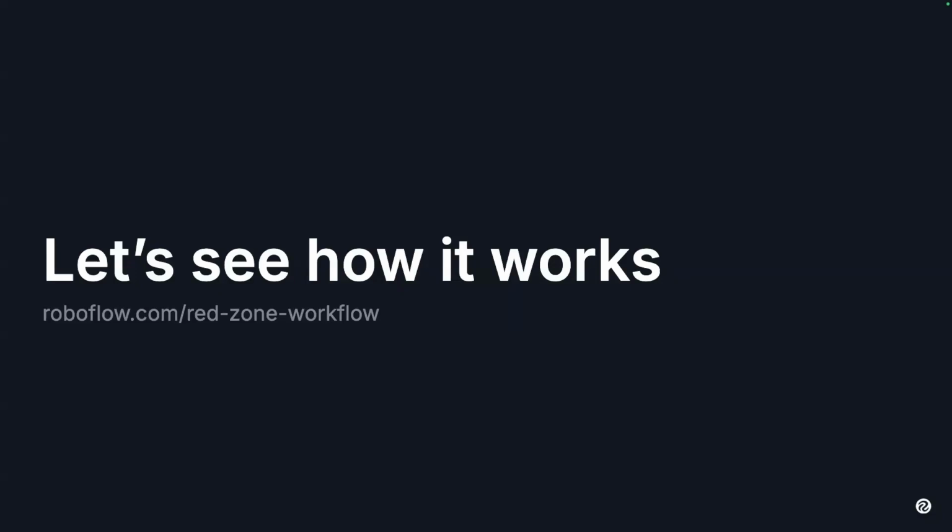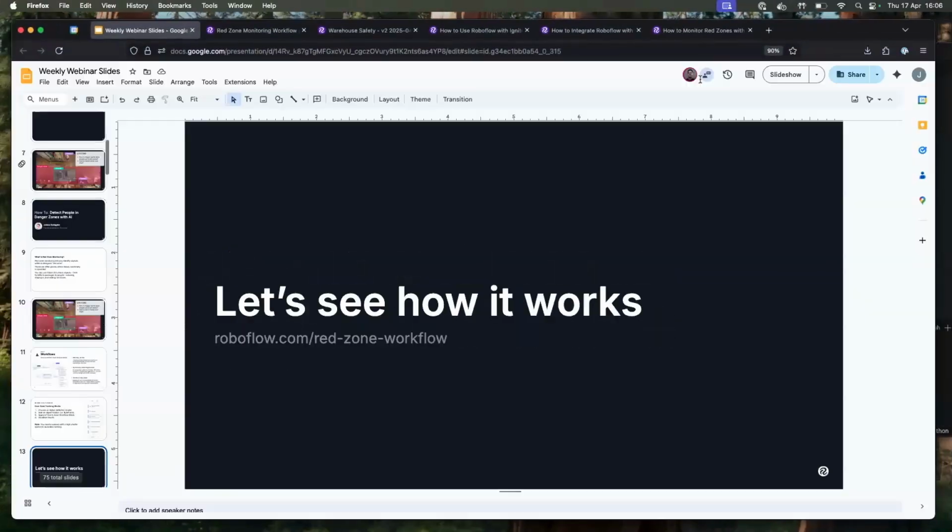If you go to roboflow.com/red-zone-workflow, you'll be able to see a version of the workflow that I'll be talking through. You can also hit the fork button to copy that into your workspace. And if you do that, you can customize it, change it, set your own zones, play around, and generally experiment.